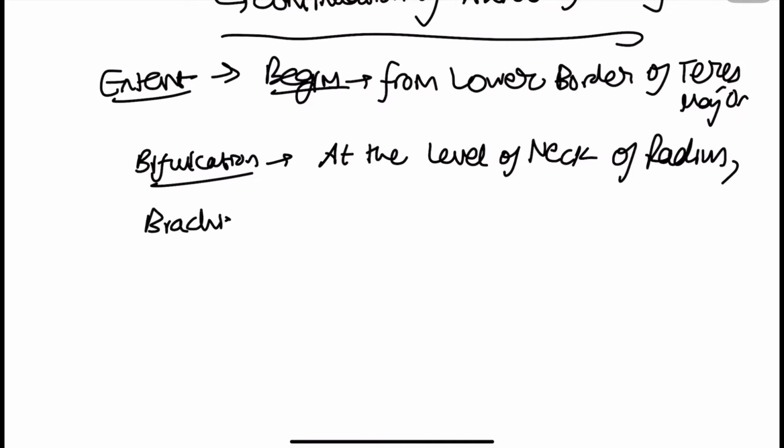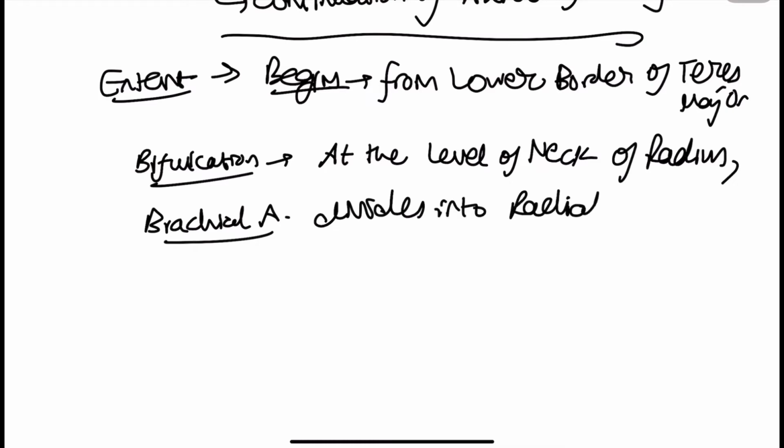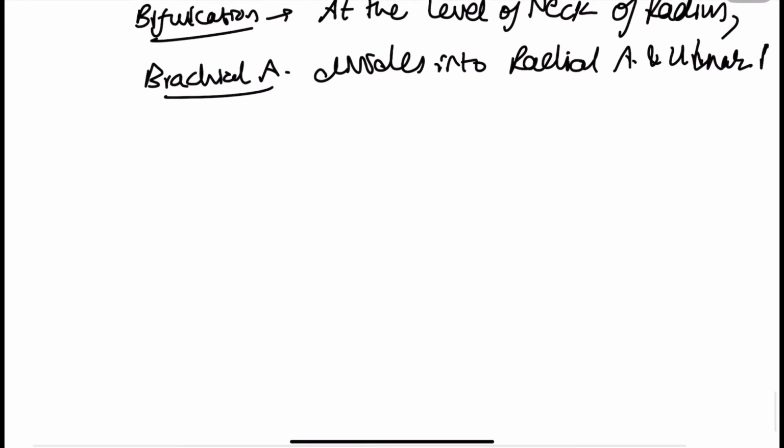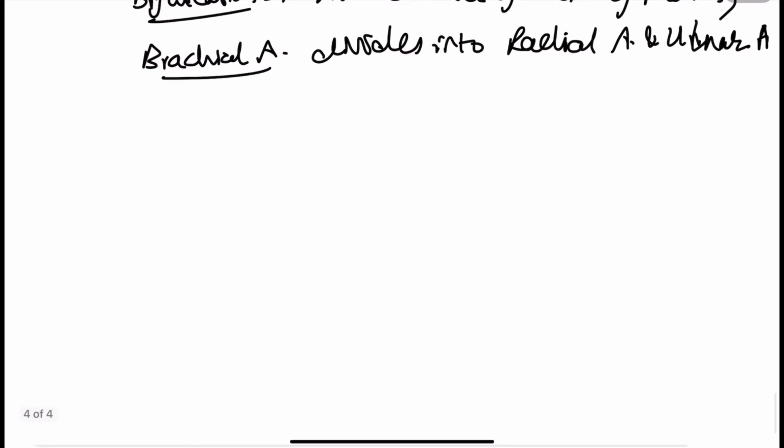Brachial artery divides into radial artery and ulnar artery. See, in this video I have started from the shoulder and I'll be going towards the tip of the finger. I'll be teaching you about all the arteries including the blood supply of palm, which is very important in 5 marker. It can be asked as a 5 marker in university exams.